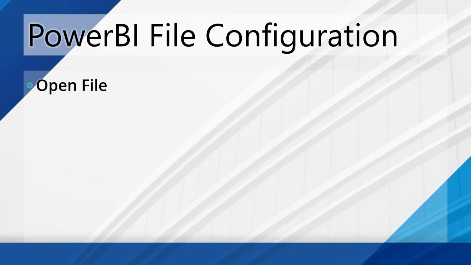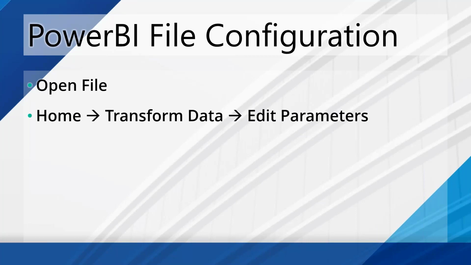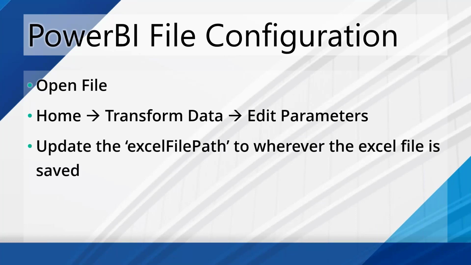Well, what we're going to do is ultimately open the Power BI file wherever it is you have it saved. We're going to go to Home, Transform Data, and Edit Parameters. And there's a single parameter inside of there. It's called Excel File Path. And all you're going to do is update it for the path of wherever that Excel file is stored.